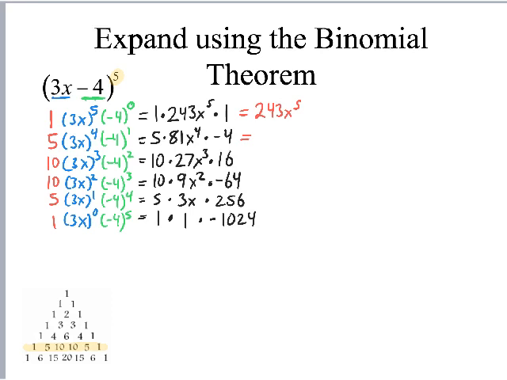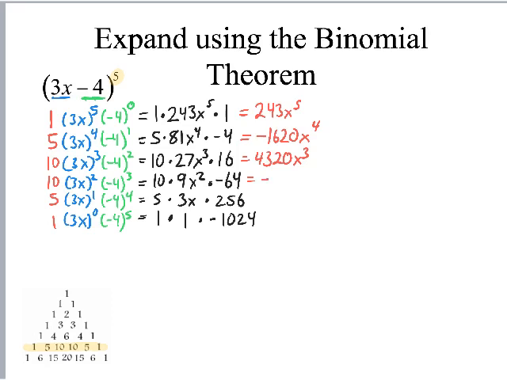But if you do multiply all those, you will get negative 1,620x to the 4th. All right, next one. Okay, 10 times 27 times 16. That is huge. Yes, it is huge. We're going to do that, and I did it with a calculator. I did not do it on my brain. I'm not that smart. It is 4,320x to the third. As you know, I'm doing it with a calculator.